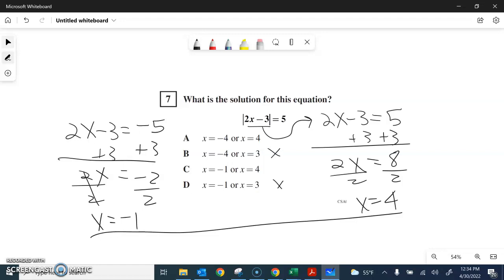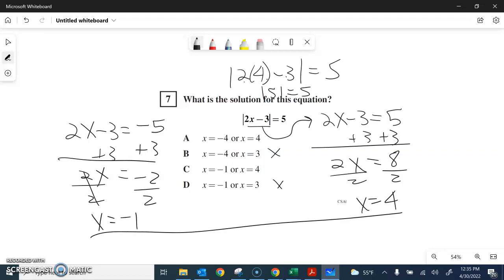Another thing you could do is take these numbers here. You could take 4, for example. If you thought this choice had 4, you could put 4 in the place of x, and you would have 2 times 4 minus 3. And then that would be 8 minus 3, which is 5. And since it's positive, it just stays 5. So you could test some of the answer choices.